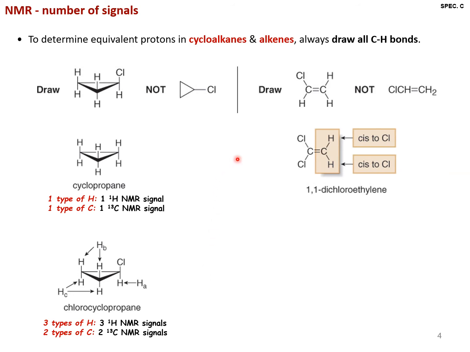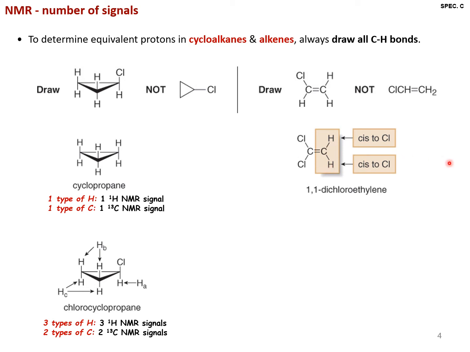Take a look at this alkene over here. It's very symmetrical. We have hydrogens on this carbon. This one is on the same side of the double bond as chlorine, and the same thing for this one over here.